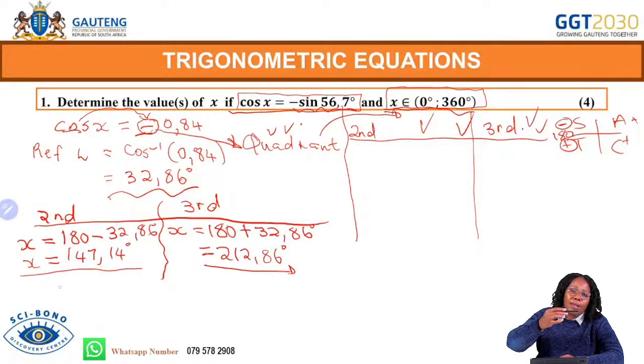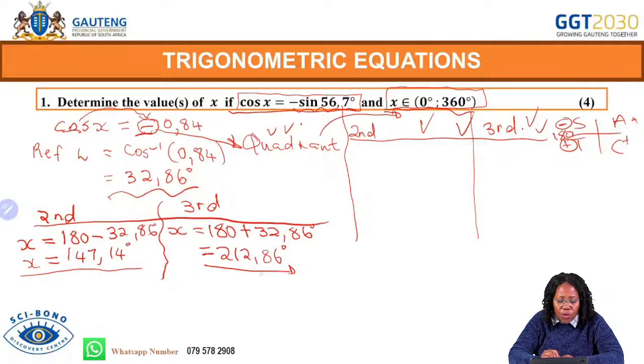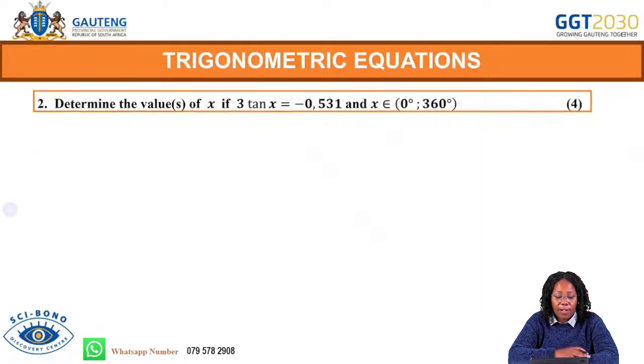Because it's before 108. And then 212, yes, it's in quadrant 3 because it's before 270. If you get abnormal values that don't fall into the right quadrant, you must know you are going wrong. There is something wrong with your answers. So basically those are the values of X in those particular quadrants.